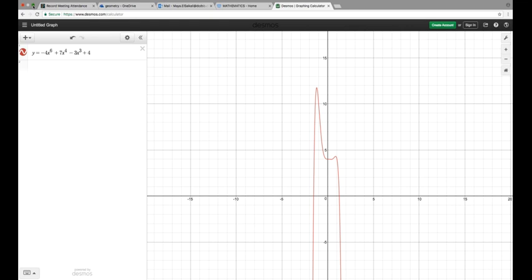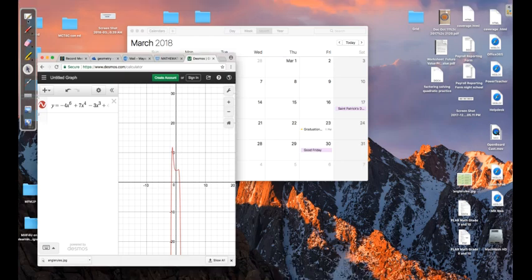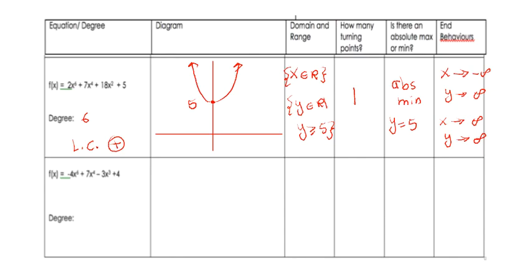You can always graph it on Desmos. Domain, all real numbers, and then range. I believe it was 11.767. I have 3 turning points.